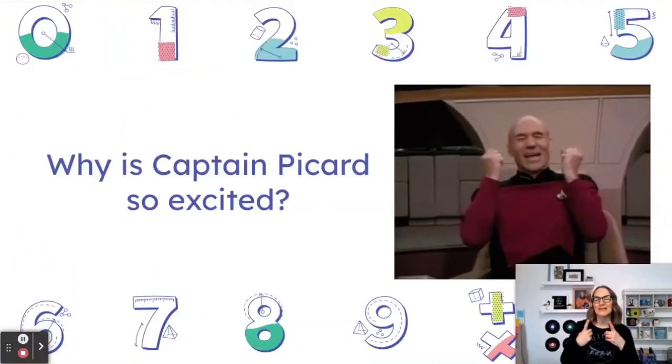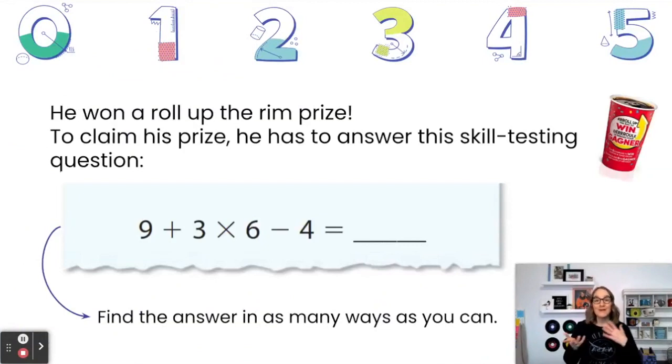Before we get into all of that, though, why is Captain Picard so excited? Well, it turns out Captain Picard won a big prize on Roll Up the Rim. But in order to claim this big prize, he has to answer a skill testing question, and that's where we come in. Here's the question. 9 plus 3 times 6 minus 4 equals?